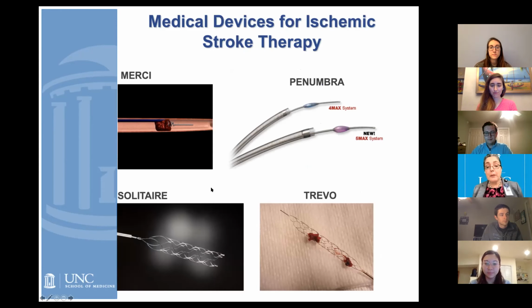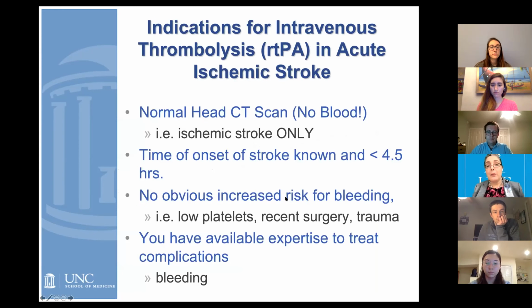The penumbra system is another one. This is the solitaire device. Here's a Trevo device that has clot in it. So these are simply mechanical devices. You go in, find the clot, and retrieve it. And if we can do that early enough and restore blood flow to normal in the brain, patients who are otherwise devastated may have a phenomenal outcome. So this is very early. The key here is time. So it has to be done soon after symptoms begin.